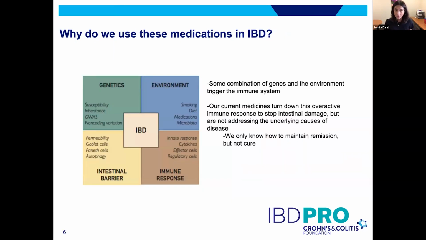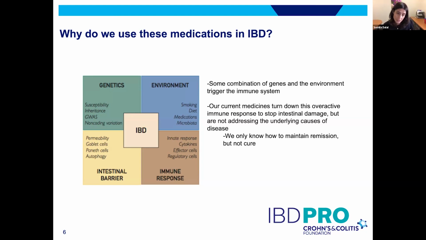Recall what we're doing when we use medicines in IBD, right? We don't know what causes Crohn's disease and ulcerative colitis. There's some combination of genetic risk and environmental triggers that trigger that overactive immune response. Since we're not smart enough to know what all those triggers are and turn them off so we can cure these diseases, our current medications are turning down the last step of that process, which is that immune overactivation. So we're not addressing underlying causes. We're turning down that immune response.